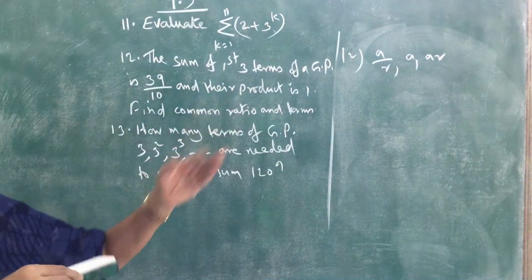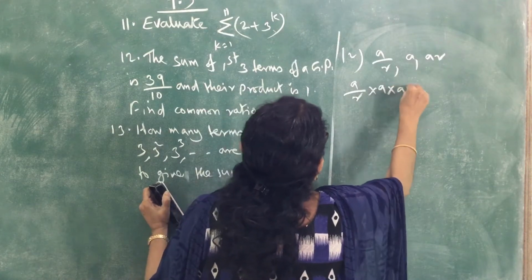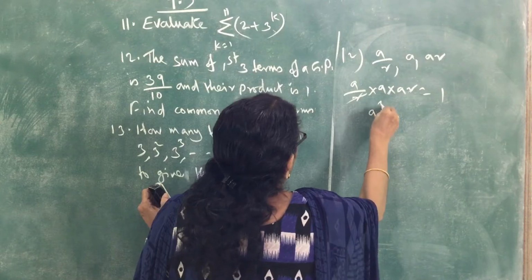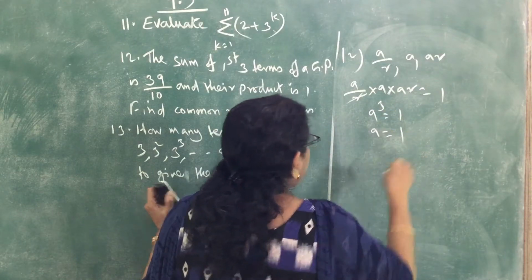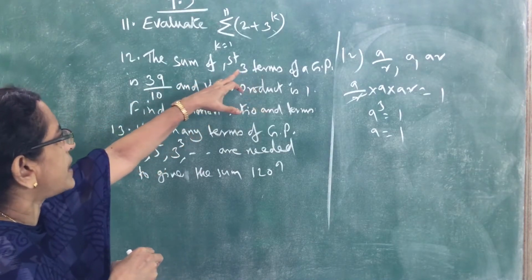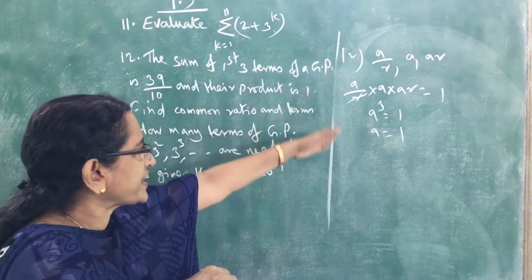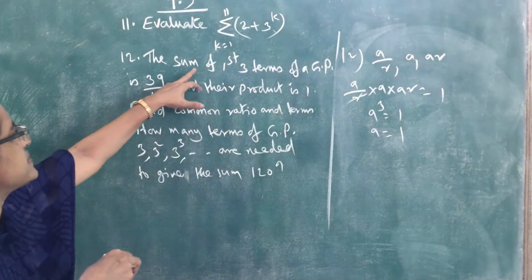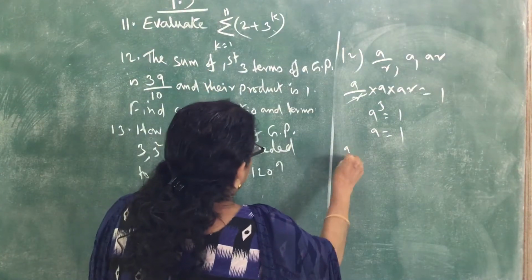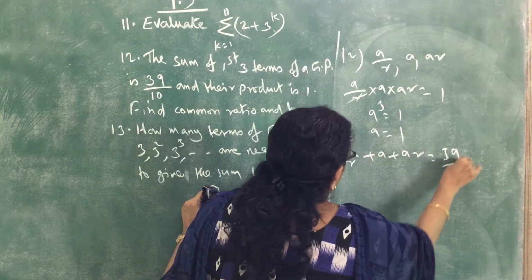So directly we can find a. So a by r into a into ar equal to 1. Cancelling r, a cube is equal to 1. Therefore a equal to 1. Now given that the sum of the 3 terms is 39 by 10, using the product we got a equal to 1. Now we can use the sum equation: a by r plus a plus ar equal to 39 by 10.